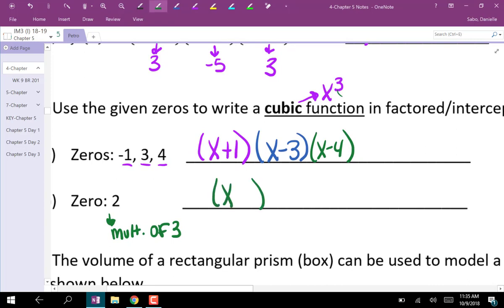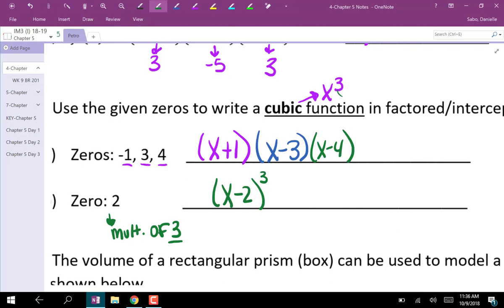X, what, 2? Plus or minus? x minus 2. It's always the opposite sign. And all I'm going to do is take that multiplicity of 3 and put it there, and we're done. Because in a cubic function you need to have 3. Look at 1, 2, 3. This guy only had 1, so that means it has to be a power of 3.